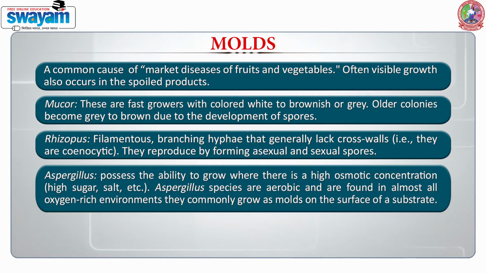Aspergillus is another fungus which is responsible for the spoilage. It possesses the ability to grow when there is a high concentration of sugars, salts, etc. Aspergillus species are aerobic and they are found in almost all oxygen rich environments, and they are either present as a surface growth or they may also be present inside the tissue of the fruits and vegetables.